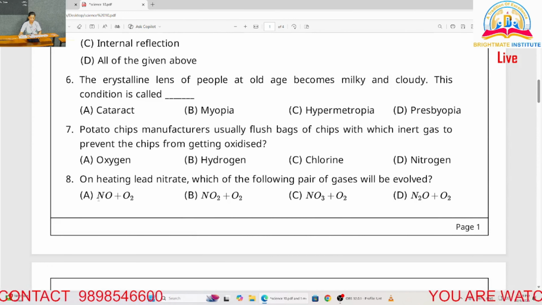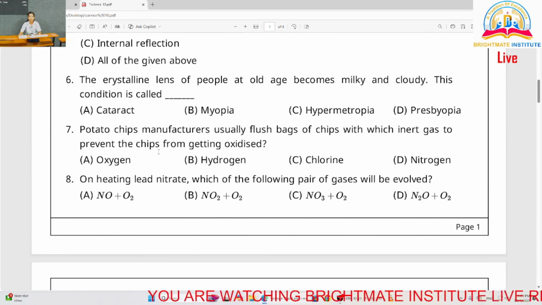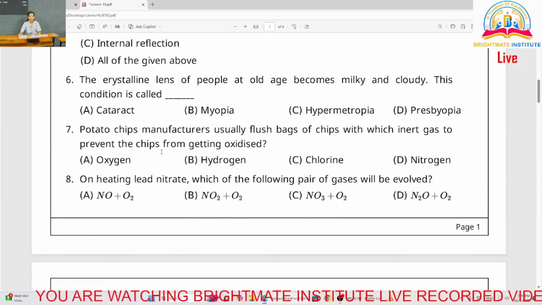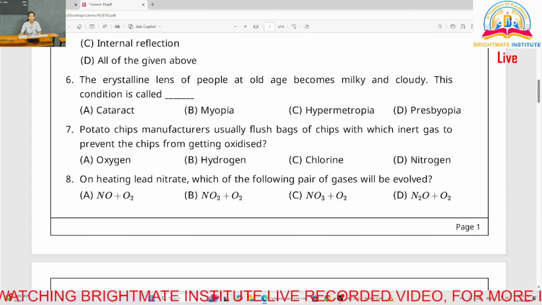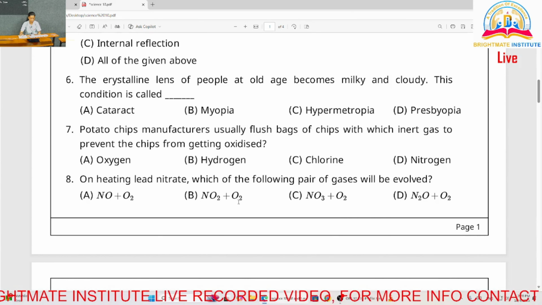The seventh one is, potato chips manufacturers usually flush bags of chips with which inert gas to prevent the chips from getting oxidized. So what has been sprayed in the packet of potato chips? That is nitrogen. Nitrogen gas is sprayed in the potato chips packet so that it remains crispy and it does not come in contact with oxygen. So the correct answer is option D, that is nitrogen. So nitrogen gas is sprayed.